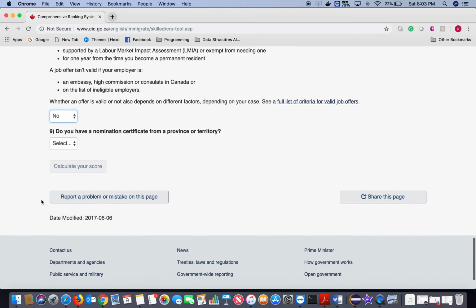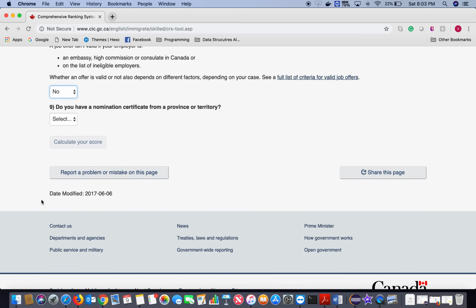So please select your answers appropriately, and for the majority who do not have a valid job offer, you will select no. Now, the next question is, do you have a nomination certificate from a province or territory? This is again not a future question. If you currently have the nomination certificate in hand, only then can you select the yes option, and for the majority it would be no.